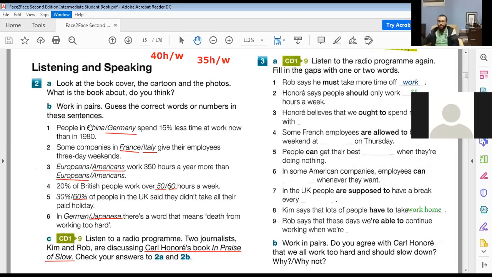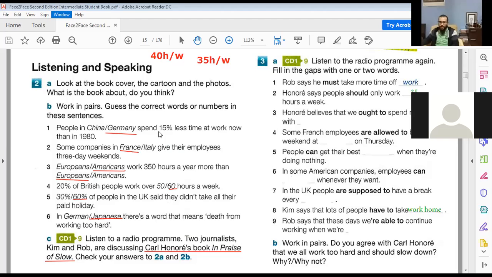Okay. What about our guesses? France is right, not Italy. And the other difference is the hours, right? Is it 50 or is it 60? 60, not 50. Correct. So the rest of our guesses are right.